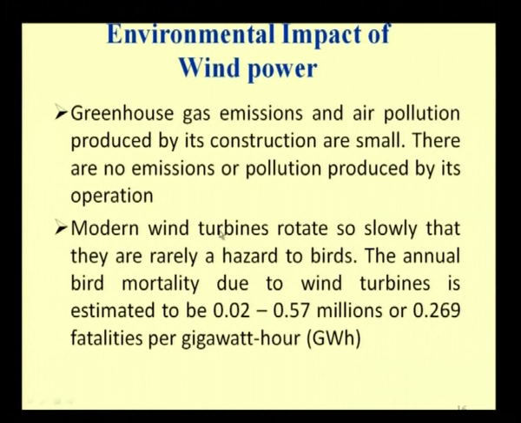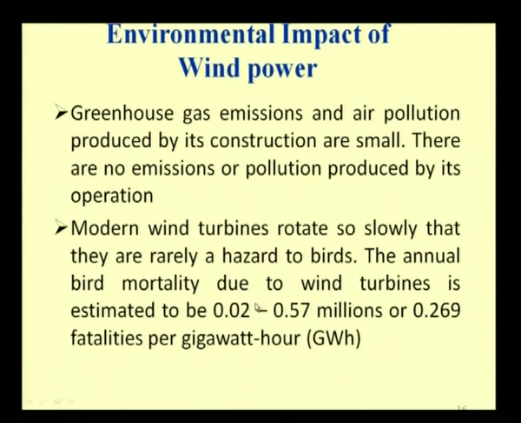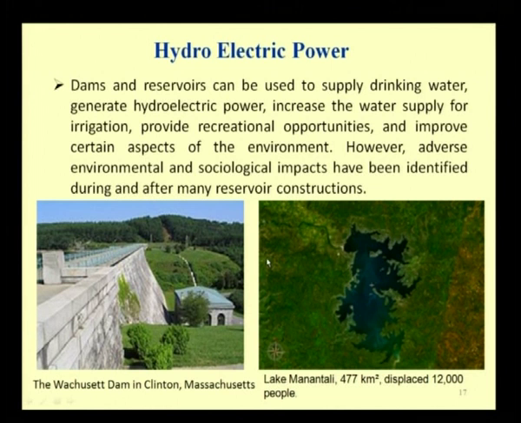And the modern wind turbine rotates so slowly that it is not dangerous for the birds also. See, the annual bird mortality due to wind turbines is estimated to be 0.269 fatalities per gigawatt hour, and therefore it is one of the lowest bird mortalities of all energy production. Even it is said that due to transport, around 500 million birds are dying, but in comparison it is hardly 0.02, and therefore it is one of the lowest bird mortalities. And now, let us discuss hydroelectric power.